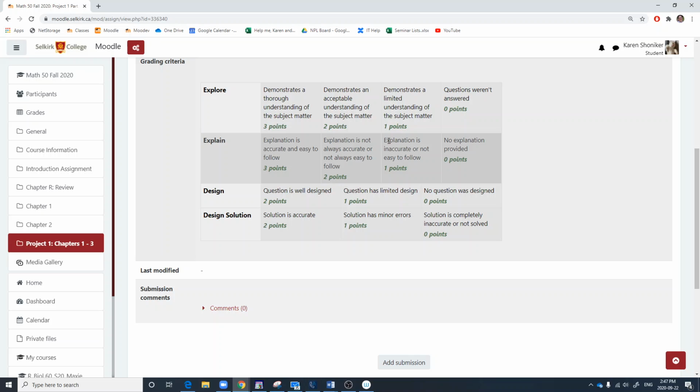So it's pretty general. But your explore, did you demonstrate a thorough understanding of the subject matter? Your explain, was your explanation accurate and easy to follow? Your design, was your question well designed? Is your design solution accurate? So it's a pretty simple marking key, but just do your best and keep that in mind.